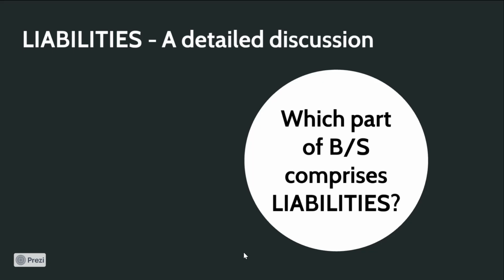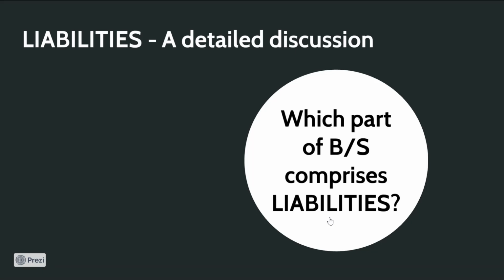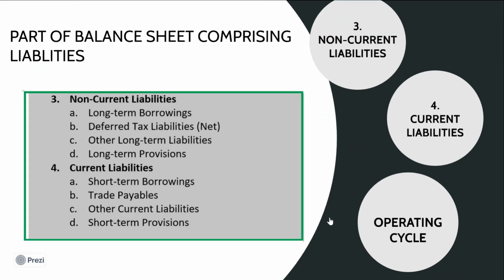Hi, in this video, we will have a detailed discussion on the part of the balance sheet which constitutes liabilities. So, which part of the balance sheet comprises liabilities? If you see here on the left, we have the part of the balance sheet comprising liabilities as 3 and 4 under the equity and liabilities part of the balance sheet. 3 is non-current liabilities and 4 is current liabilities.